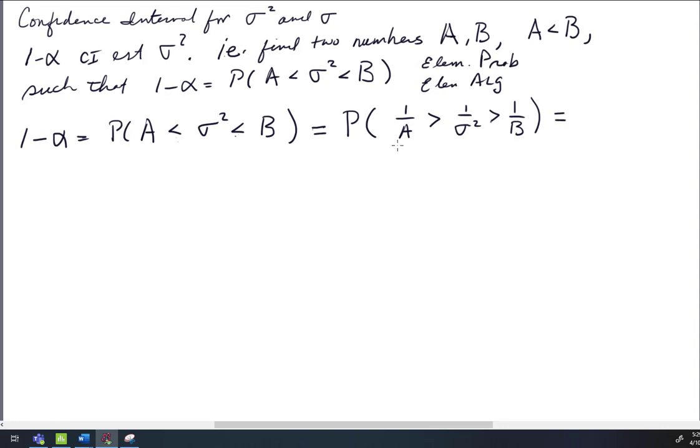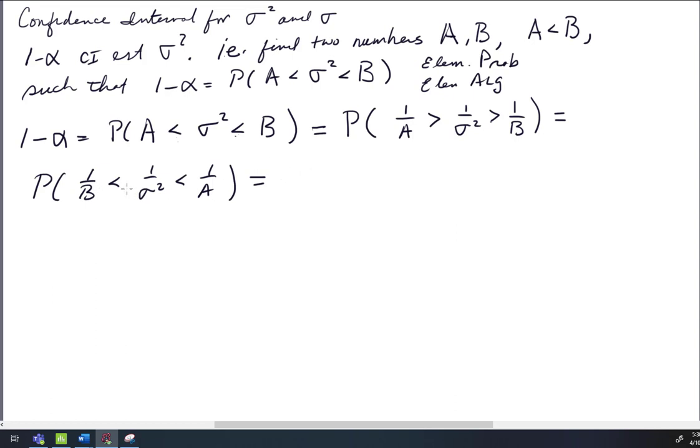Now, it's more usual for us to write an inequality in probability theory in this way with the less than, less than. Notice I can just rearrange this because I can read this from left to right or right to left. So I can just rewrite that as the probability that 1 over B is less than 1 over sigma squared is less than 1 over A. So instead of writing it left to right, I've written it right to left. Read it here. 1 over B is less than 1 over sigma squared is less than 1 over A. So that's equal because it describes exactly the same event.